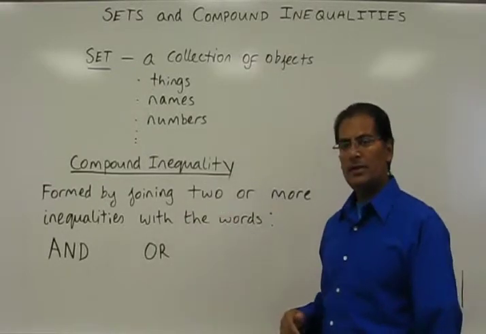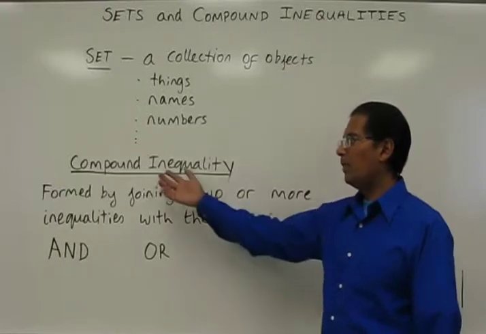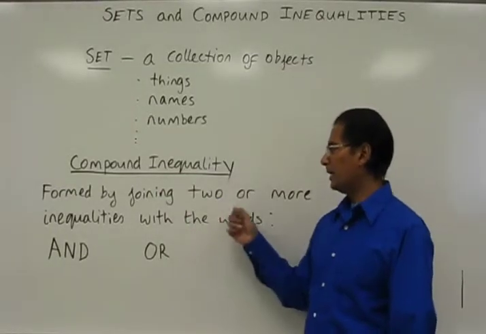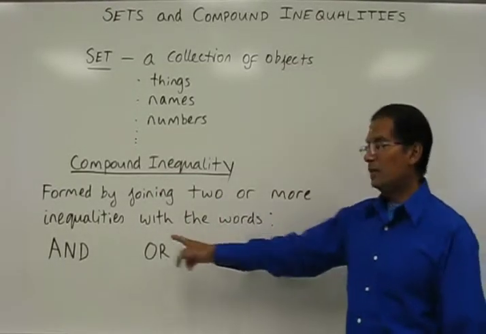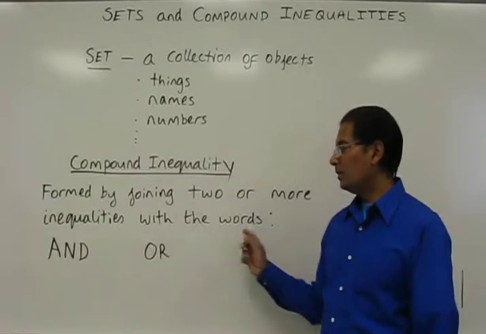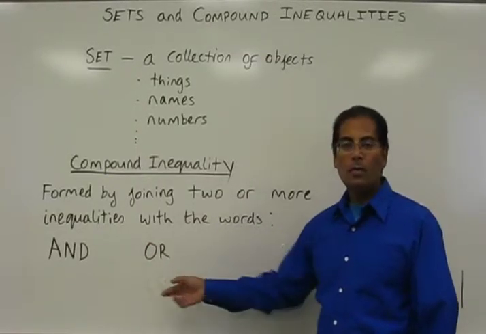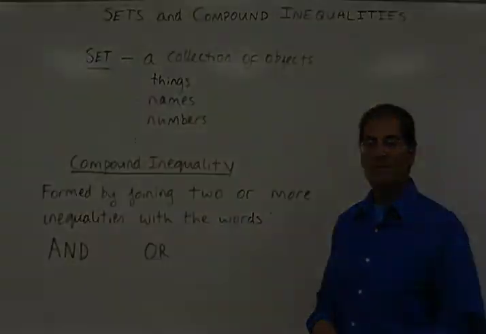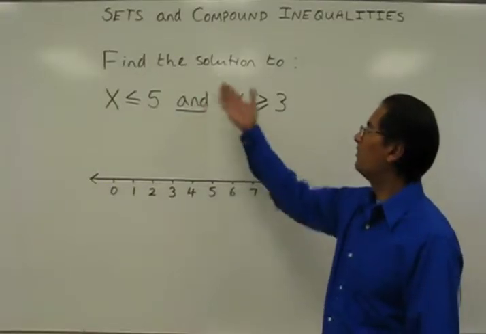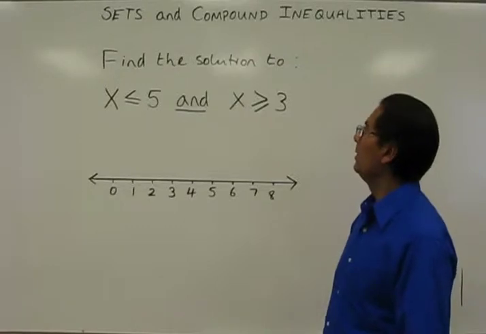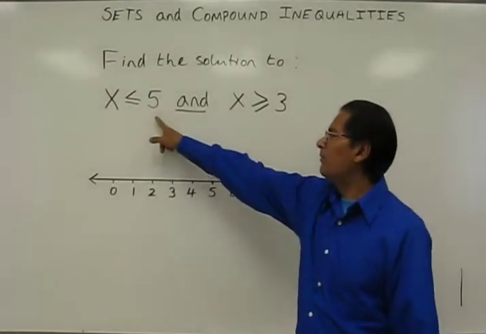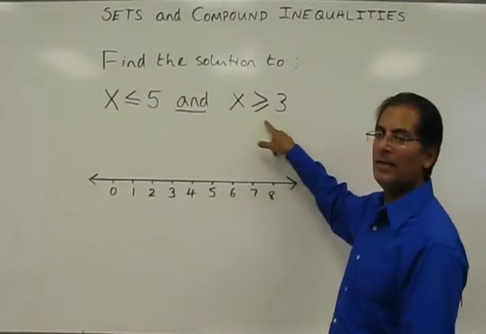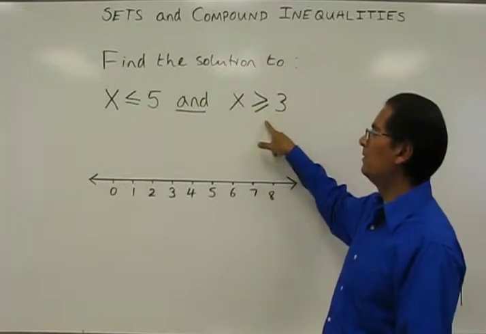What is a compound inequality? Well, a compound inequality is formed by joining two or more inequalities with the words "and" or "or". So let's take a few examples of these. We're given a problem here that says find a solution to x less than or equal to 5 and x greater than or equal to 3.